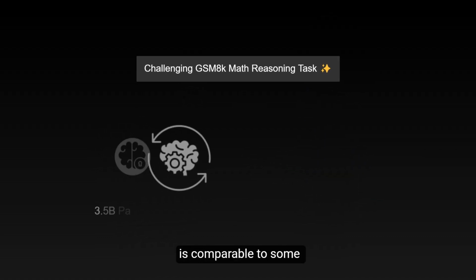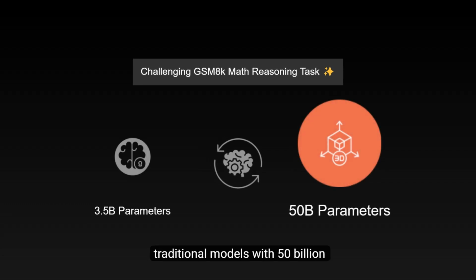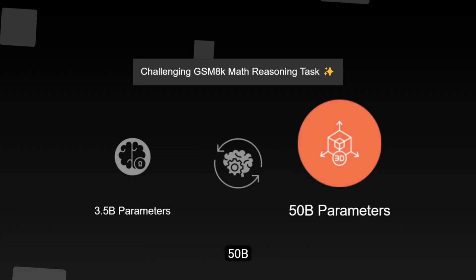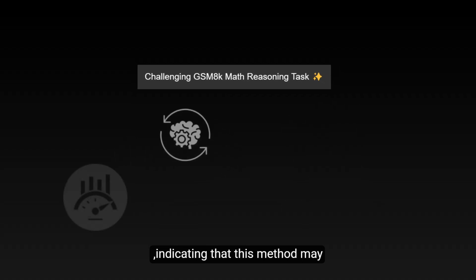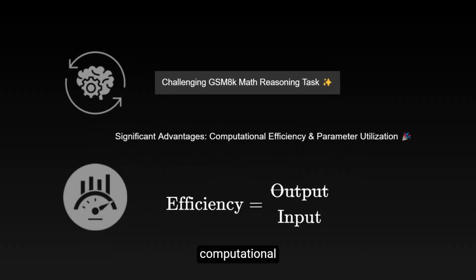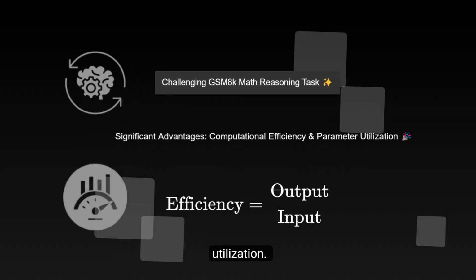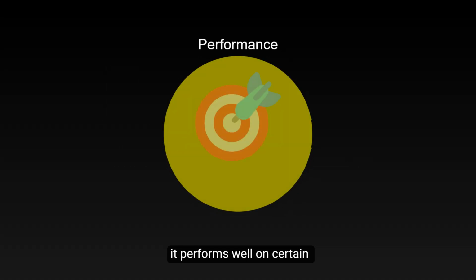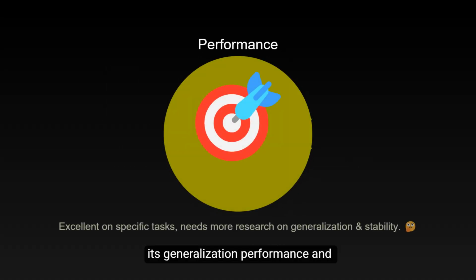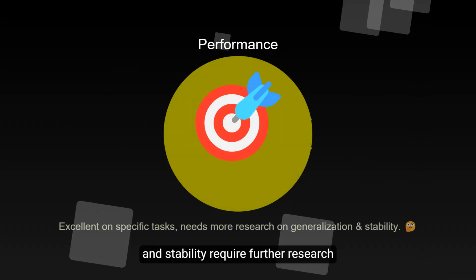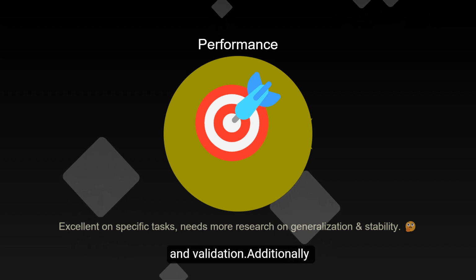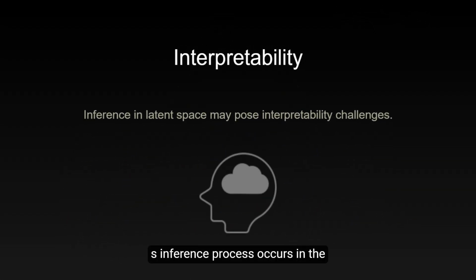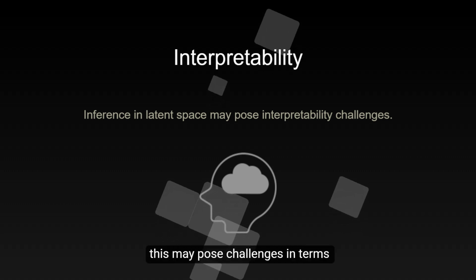This level of performance is comparable to some traditional models with 50 billion parameters, 50B, indicating that this method may have significant advantages in computational efficiency and parameter utilization. It should be noted that this method is still in its early stages. Although it performs well on certain tasks, its generalization performance and stability require further research and validation. Additionally, since the model's inference process occurs in the latent space, this may pose challenges in terms of interpretability.